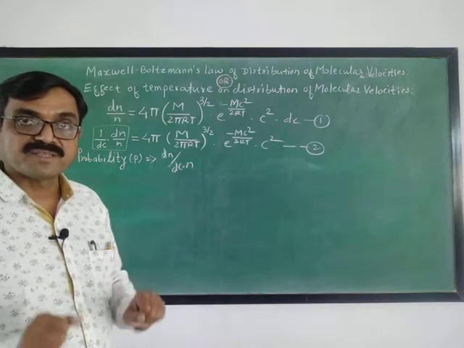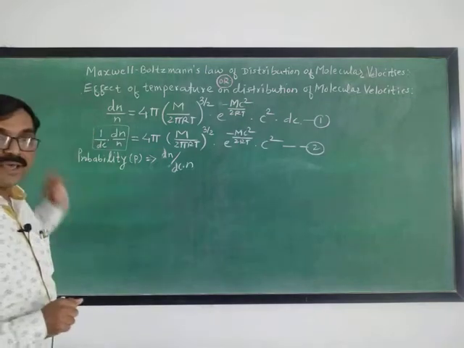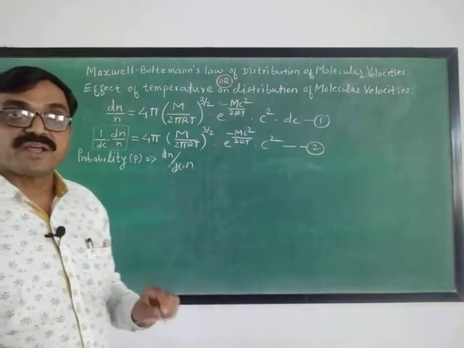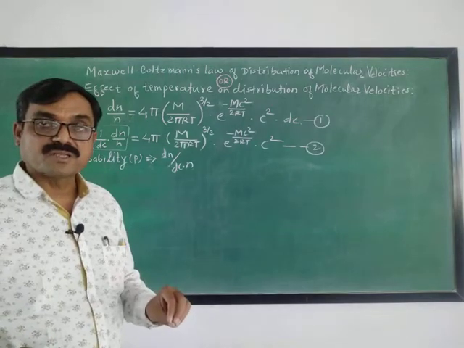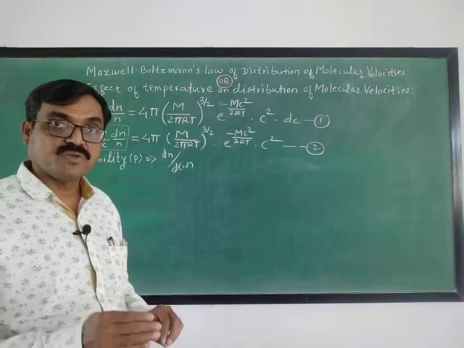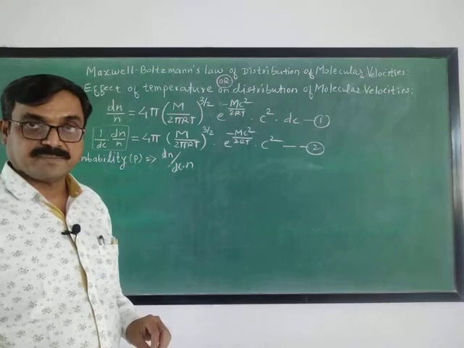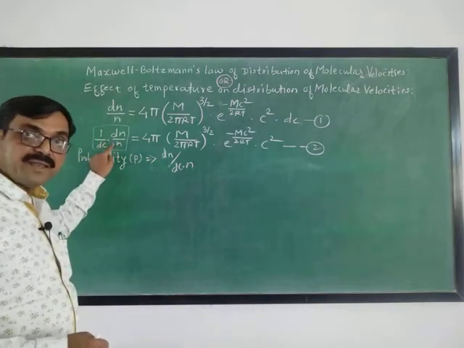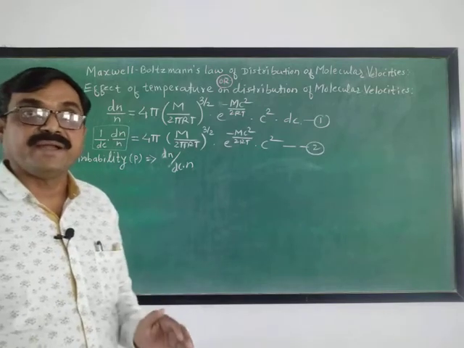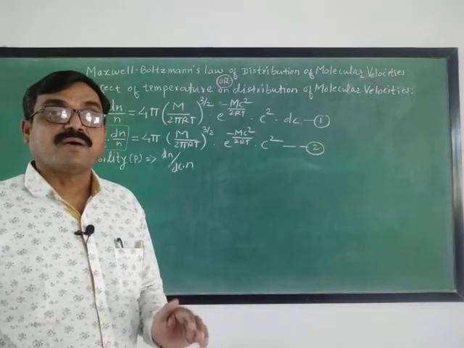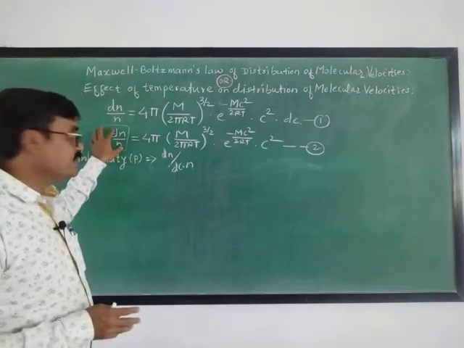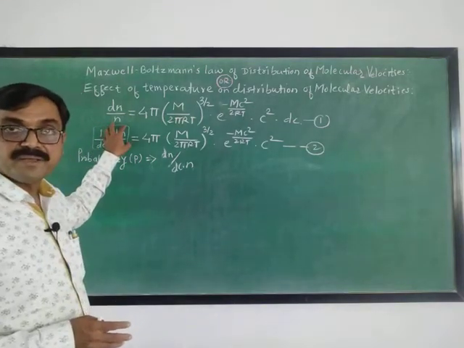Did you understand the difference between the two? In this equation, dN upon n is the fraction of total number of molecules having velocities between c to c plus dc, and this 1 upon dc into dN upon n is the probability of finding the particles having velocity c. This term indicates the probability.